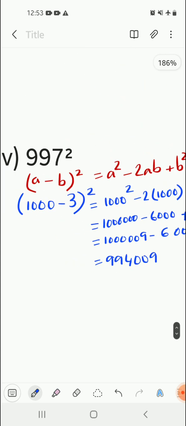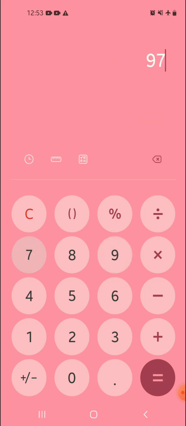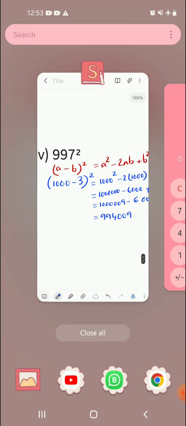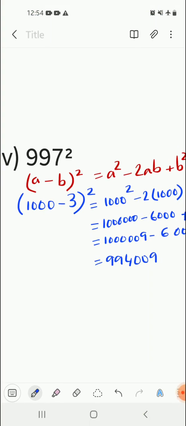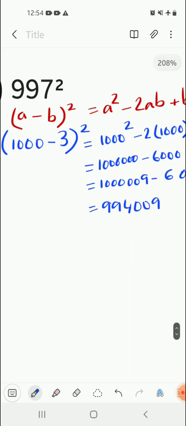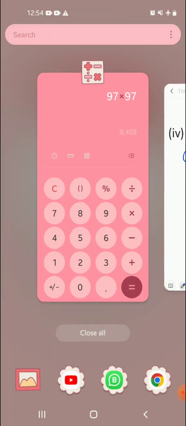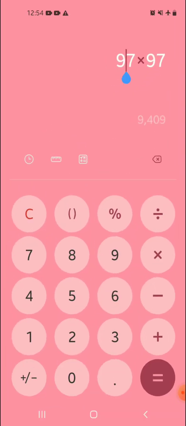Okay. You can also check the answer. If we multiply 997 into 997, we get the same number. See, we got the same number.